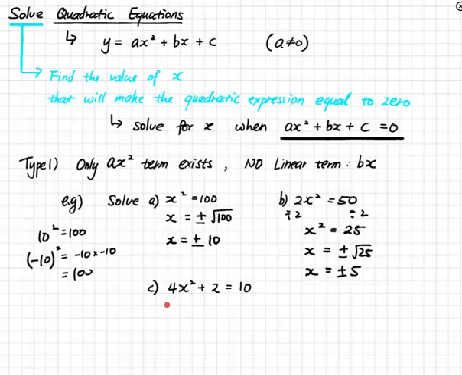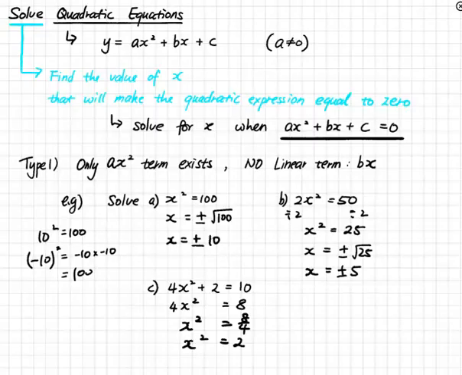Question C. Solve this equation. We can see we have 4x squared term, plus 2 equals 10. So the first thing I can do is take away 2 on both sides. That will give me 4x squared equals 8. Now this time I can divide by 4 on both sides. That will give me x squared equals 8 divided by 4, which is 2. So x squared equals 2.